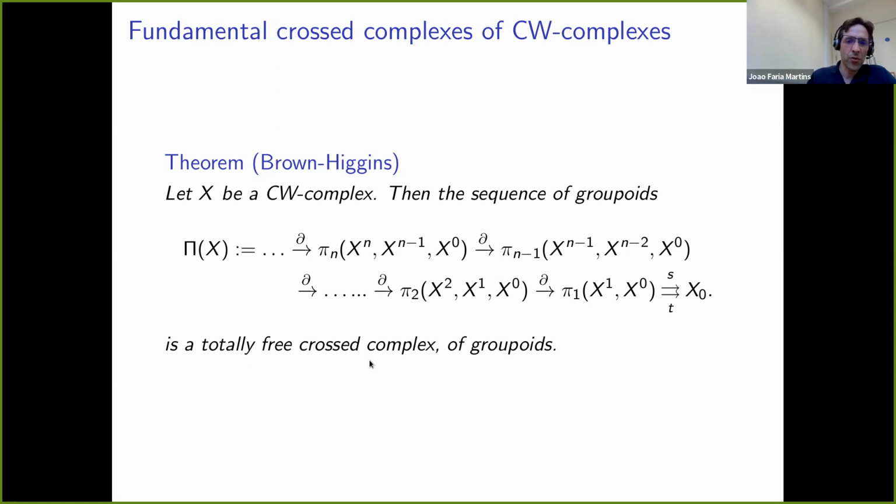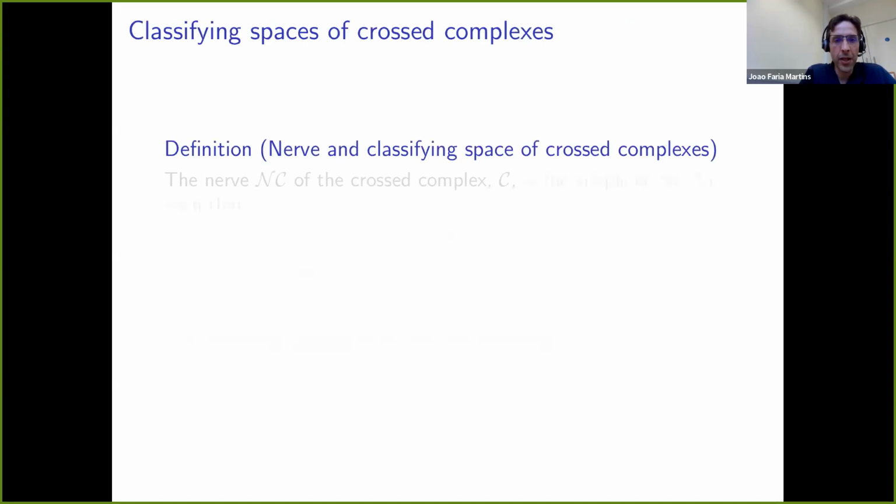By the way, this is an old construction. So this totally free crossed complex is due to Brown-Higgins, but the fact that this is a crossed complex is actually, I think, in Whitehead's original paper on CW complexes. So it's again very old homotopy theoretical technology. Right, and what else can you do with crossed complexes? You can compute their classifying spaces.